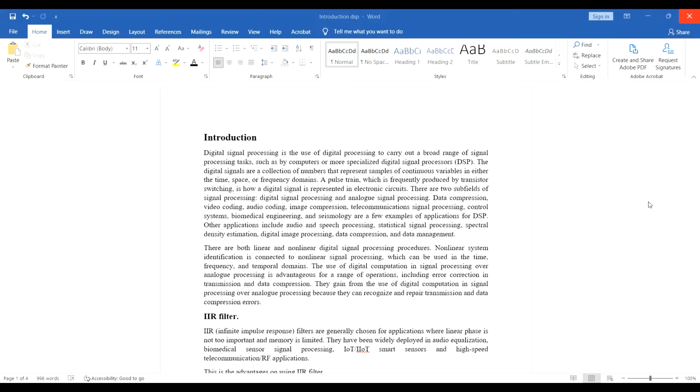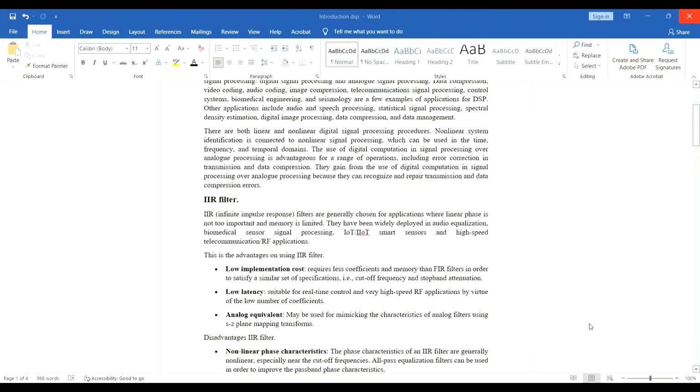So in this project, we are focusing on digital signal processing, where we are using the IIR and FIR filter. Other applications include audio and speech processing, statistical signal processing, spectral density estimation, digital image processing, data compression, and data management. There are both linear and non-linear digital signal processing procedures. Non-linear system identification is connected to non-linear signal processing, which can be used in the time, frequency, and temporal domain.